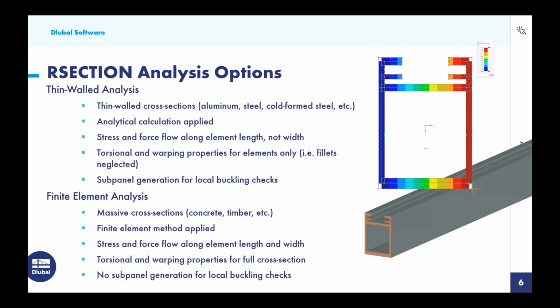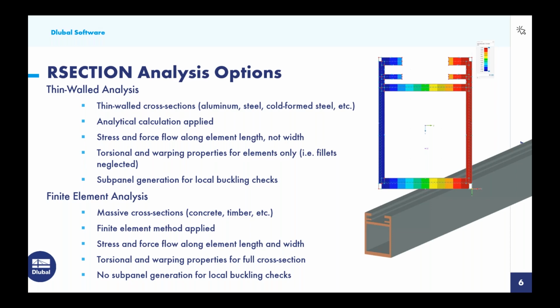Now, looking at the finite element analysis, the second option, this should be used for more massive type cross-sections: concrete, timber, and others. There are situations too where a custom extruded aluminum section can also be used as massive, and I'll show you a quick example of that today. The finite element method will be applied here as opposed to the analytical calculation. We will see stress and force flow along the element length, so in that vertical direction here, but also across the width. And with this method, the torsional and warping properties are considered for the full cross-section. So fillets, you can see here these corners that are kind of missing with thin-walled analysis, will all be considered for those particular properties.